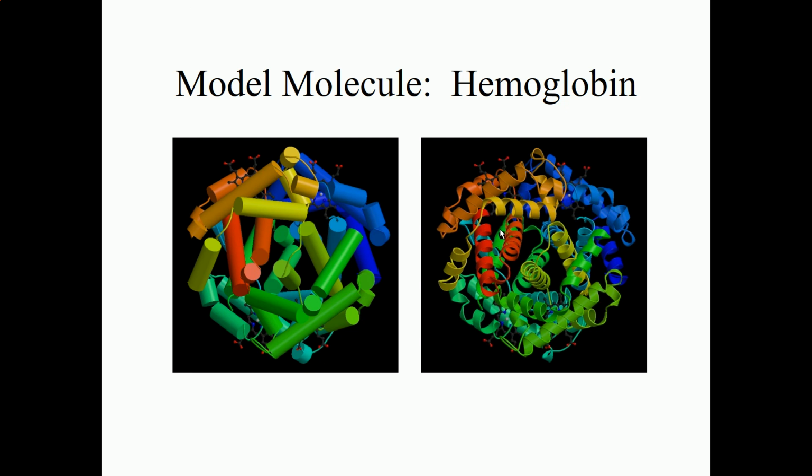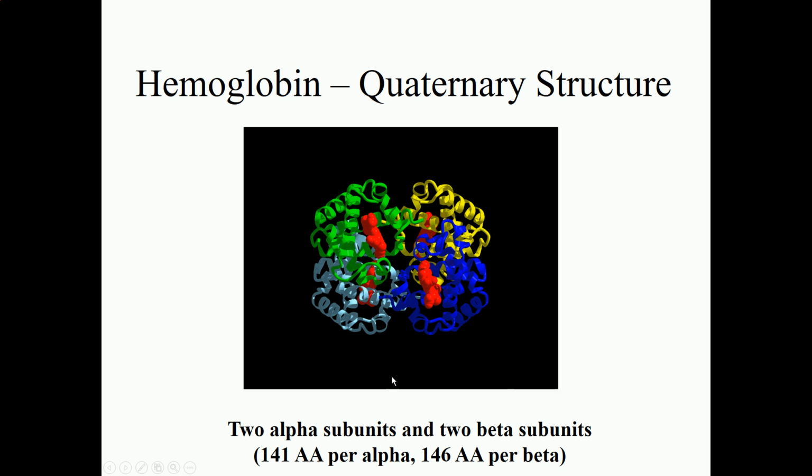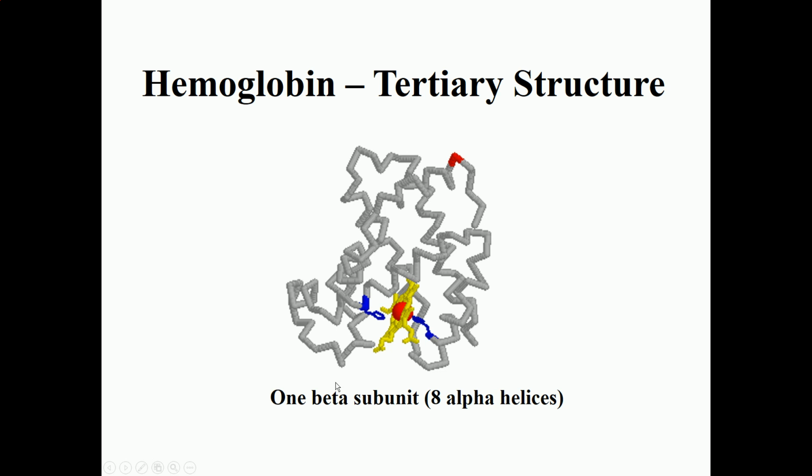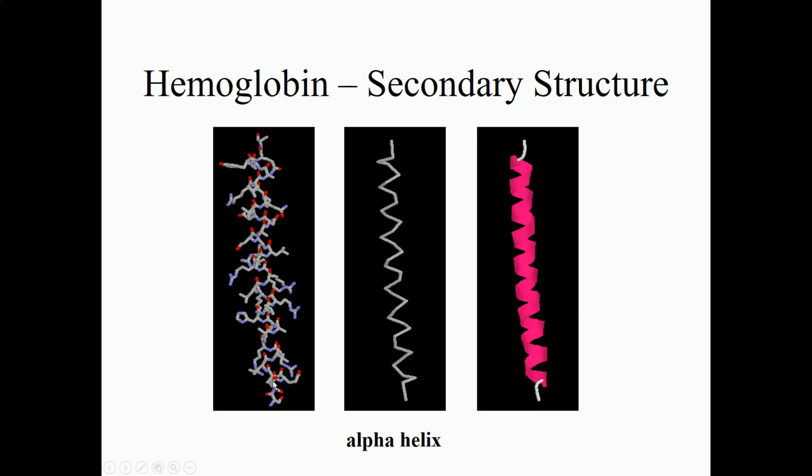So this is an example of a very important protein, hemoglobin, which is the carrier of oxygen throughout our body, and this is made of 4 polypeptide chains. It is made of 2 alpha and 2 beta. So this is the quaternary structure of hemoglobin. There are 4 polypeptide chains, 2 alpha, 2 beta. This is the tertiary structure of 1 beta subunit, and this is showing you the alpha helix. This is the secondary structure of the hemoglobin.